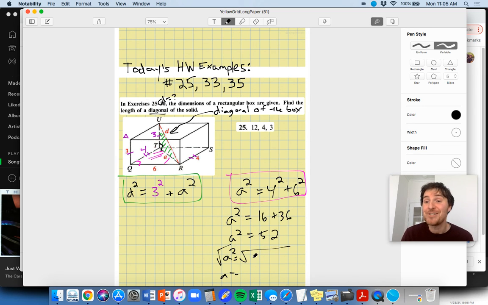Well, we can rewrite 52 in a way that we can see how we're going to simplify the square root of 52. So 52 is simply 4 times 13. And now I can simplify this square root. Square root of 52 is the same thing as square root of 4 times 13, because 52 is just 4 times 13 in disguise. Square root of 4 is 2. And we'd have a root 13 there, equivalent to square root of 52. And there we go. We got 2 root 13 is what A is going to be.